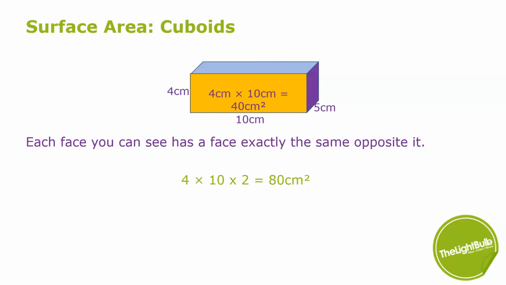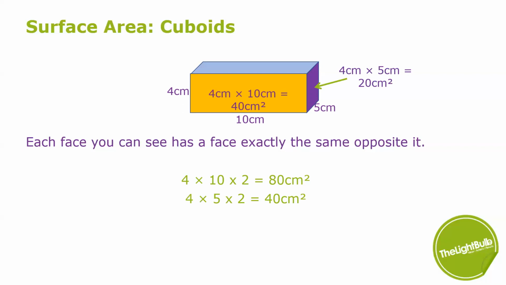Okay, on the right-hand side there, it's shaded dark purple. We need to calculate the area of that side. That's a height of 4 and a depth of 5. So 4 times 5 is 20. And then there's two sides because it's got the opposite. So 4 times 5 times 2 gives us 40 centimeters squared for the ends.